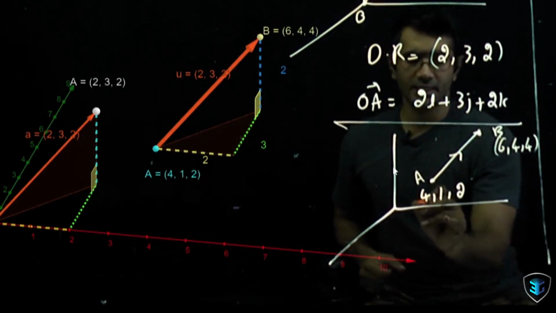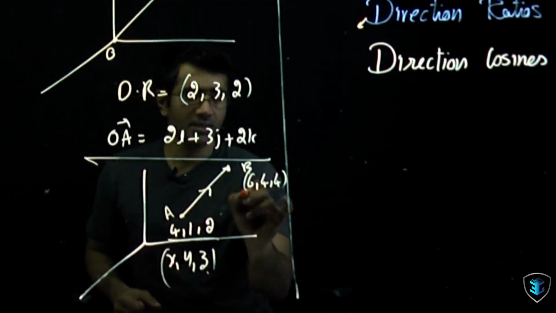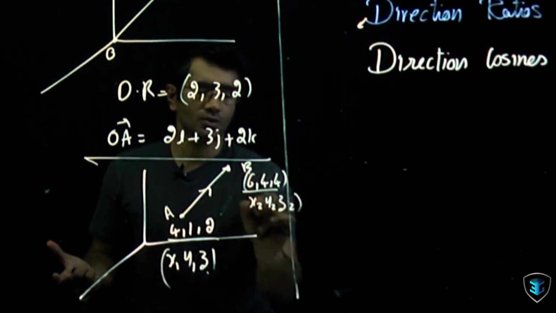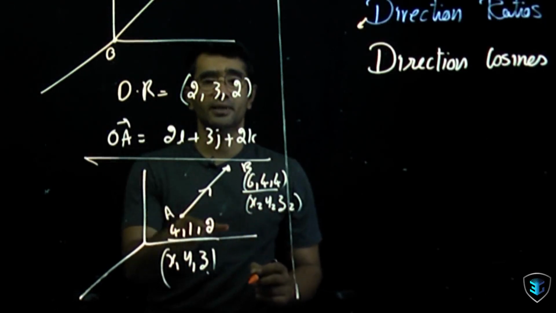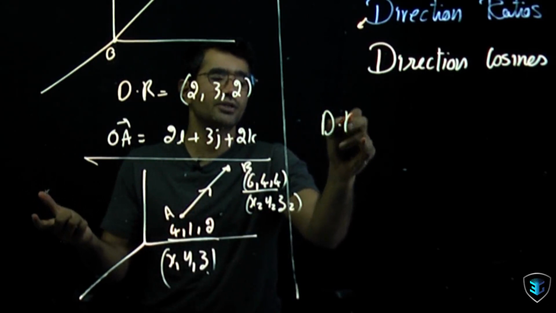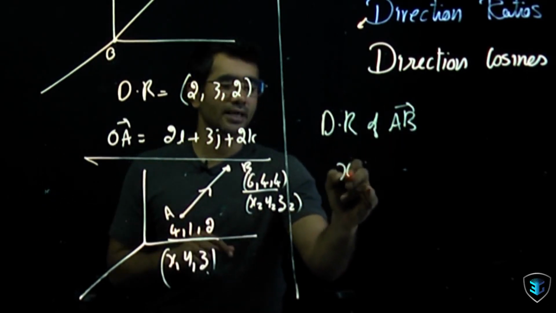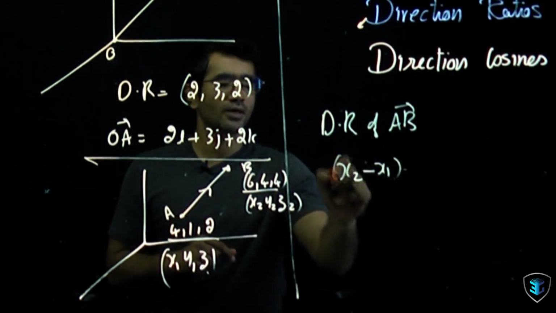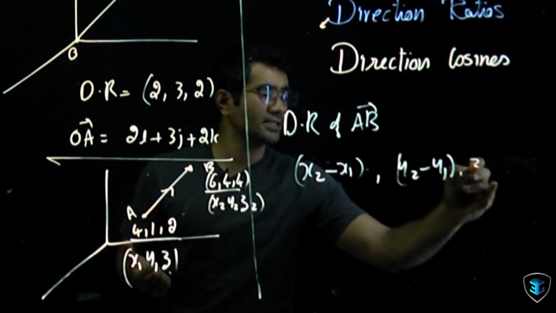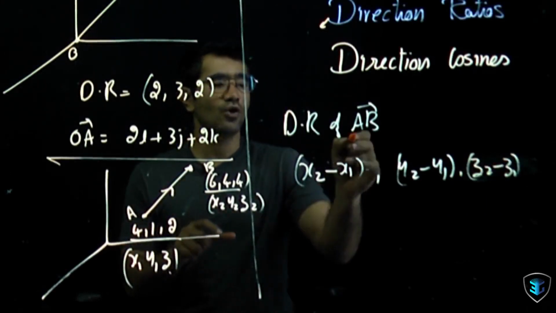So that's pretty simple, guys. I take this to be x1, y1, and z1, and these 3 guys as x2, y2, and z2. So these are nothing but the coordinates of the points A and B. To find the direction ratios of the vector AB, I have to do a very simple thing, that is x2 minus x1, comma y2 minus y1, and z2 minus z1. So these are the direction ratios of the vector AB.